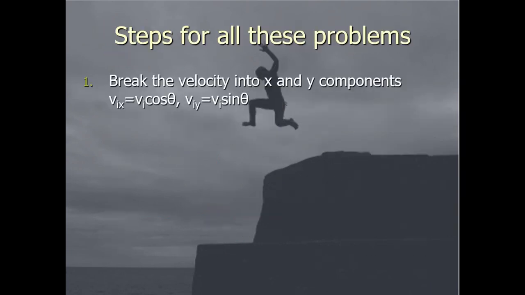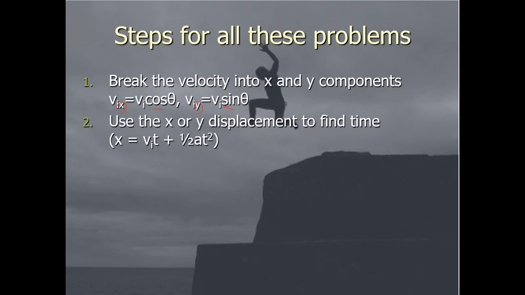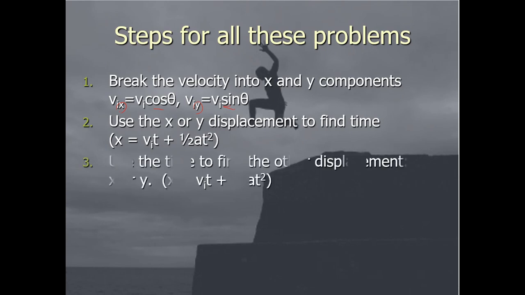So steps for all these problems: the first thing we're going to do is break the velocity into the x and y components because we have to deal with it separately. We have an x problem and a y problem. Remember, it's y sine because x is cosine. And number two, we're going to use the x or y displacement to find time. So typically speaking, we'll use that first kinematic equation, x equals v_i t plus 1/2 a t squared.